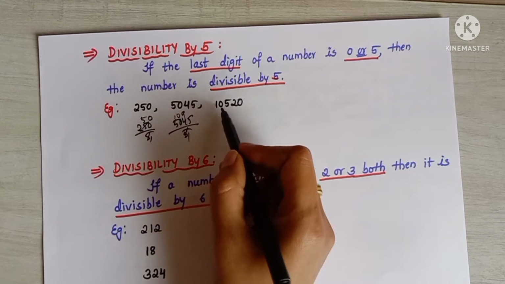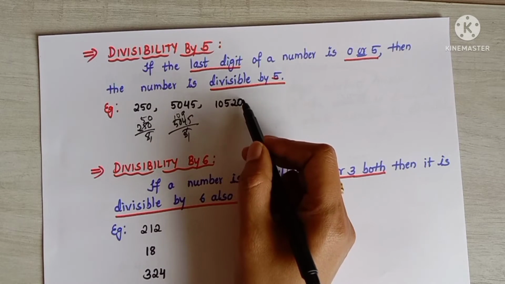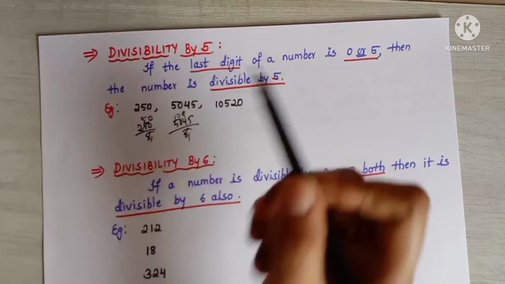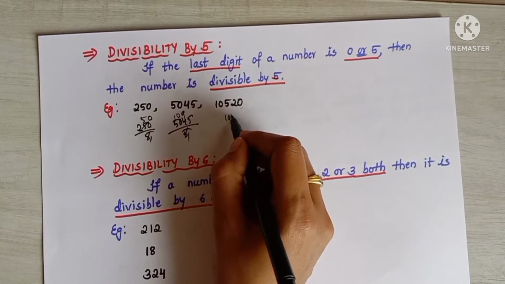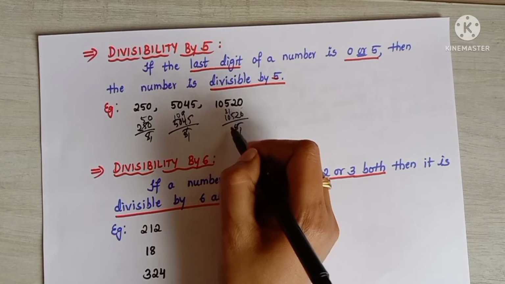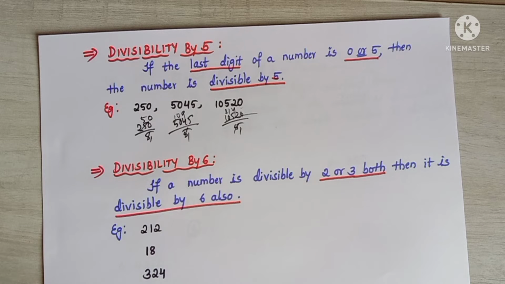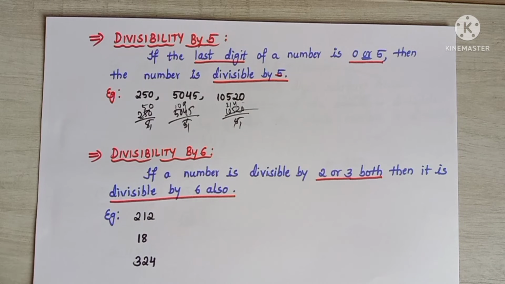Here we have 10520. In the last digit we have 0. It means that it should be divisible by 5. Let us cross check. 10520 divided by 5. This will be 5 2s are 10, 5 1s are 5, 5 4s are 20. So this is divisible by 5. So we can say that if any number's last digit is either 0 or 5, then the number is divisible by 5. So let us see divisibility by 6.